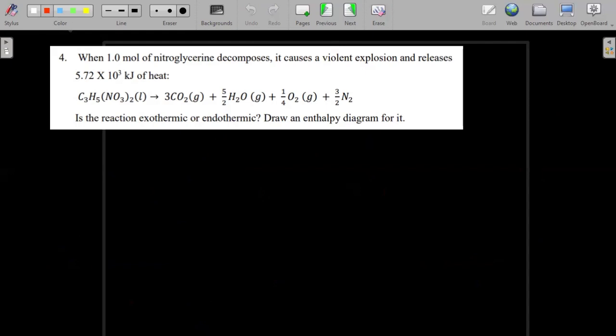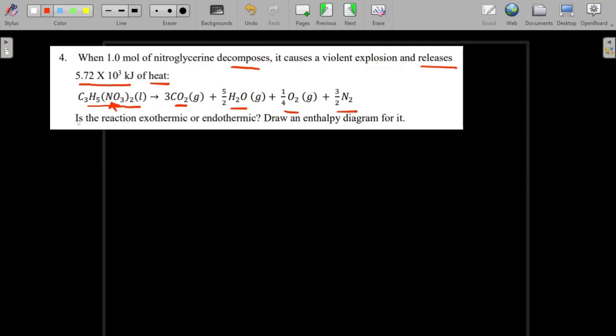Okay, let's solve it. So we are saying that when 1.0 moles of nitroglycerin decomposes, it causes a violent explosion and releases 5.72 multiplied by 10 to the power 3 kilojoules of heat. And then they have given us the reaction here. So we have this big compound here decomposing into carbon dioxide, water, oxygen, and nitrogen.